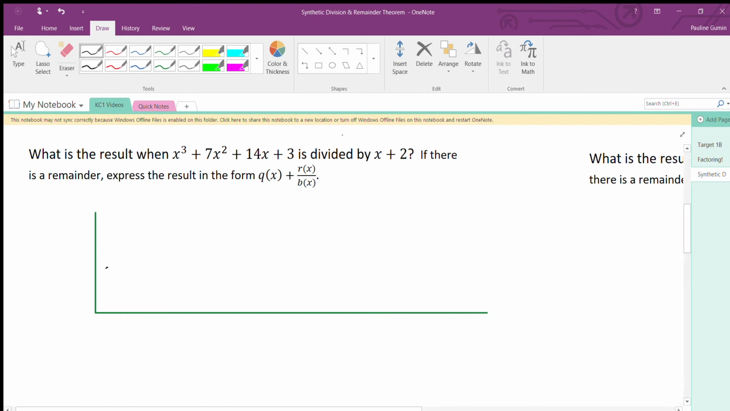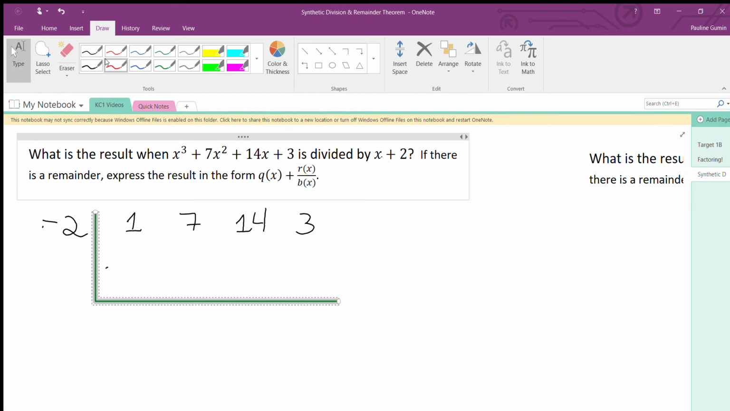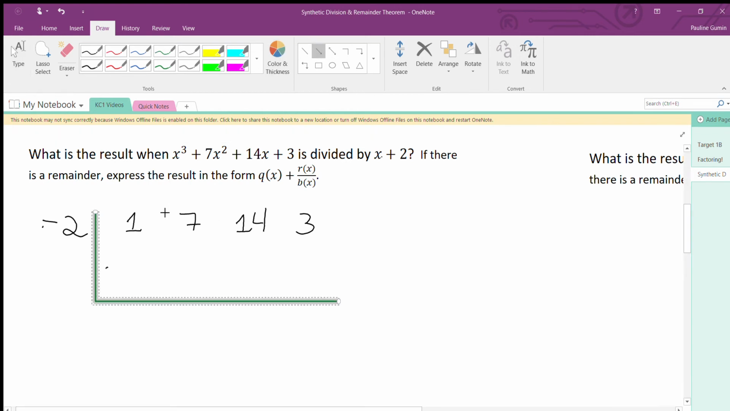Let's get started. I'm going to put the opposite of the divisor. So it's x plus 2, so I'm going to write minus 2. Then I'm going to put the coefficients. There's a 1 in front of the x cubed, a 7 in front of the x squared, 14 in front of the x, and then the 3. Oh, I guess I made my L shape too large. Just like all the problems we were doing, I'm going to take this first number and drop it down.